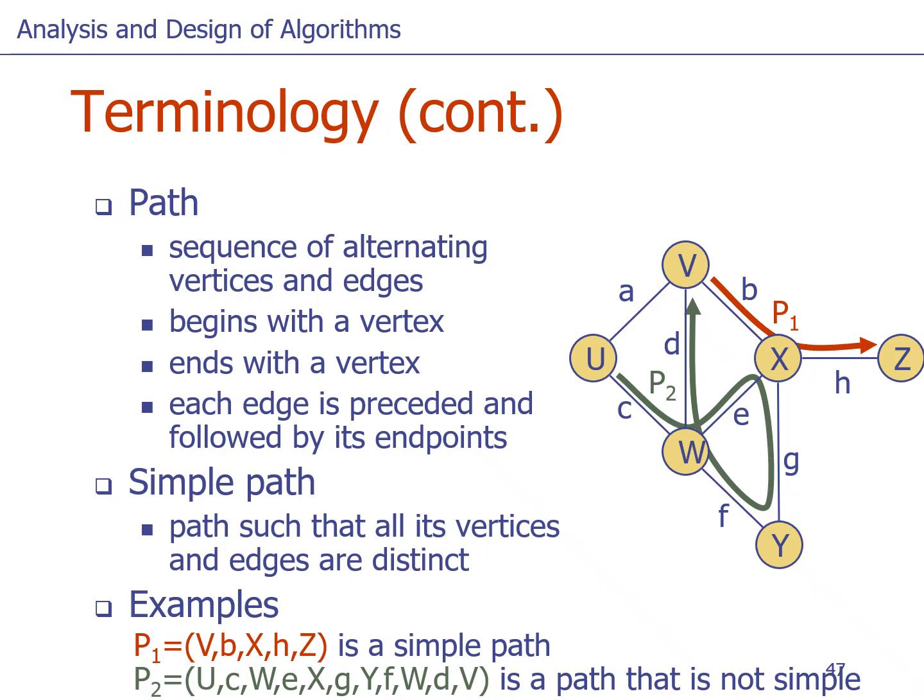Okay? Now, the one that is highlighted in green is not a simple path because I pass by W twice. I go U, C, W, E, X, G, Y, F, W again, and then D, V. Okay, so this is not a simple path.